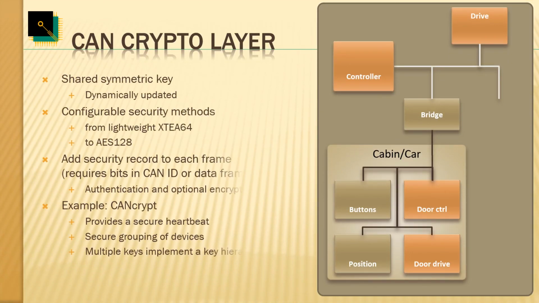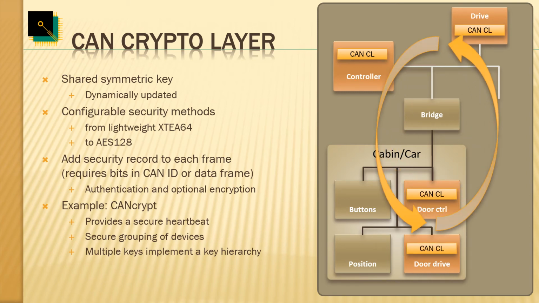The CAN cryptographic layer uses a shared symmetric key that is dynamically updated, so cyclically updated and refreshed, to provide cryptographic checksums for messages. The security method involved here is typically a lightweight block cipher, and we can now use authentication and optional encryption on a CAN message basis. The nice thing on this level is that it works across domains. So even if there's a bridge involved and we have multiple CAN networks, still multiple participants can form a secure group and have a shared secure heartbeat.